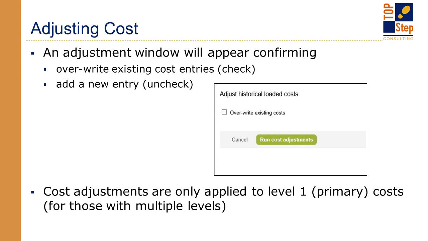So what will happen is after you click that button, it'll open up a new window, and that will allow you to run the cost adjustments. If you want to redo a month, you can check the Overwrite Existing Cost checkbox. And something to note is that cost adjustments are only applied to the level 1 primary costs.